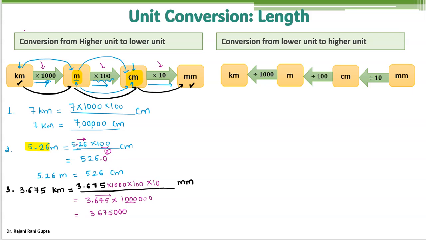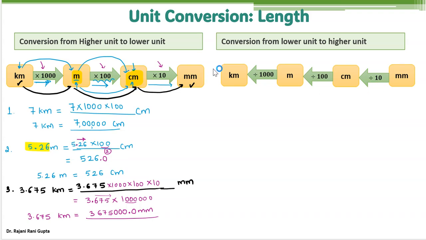So now if we count, the point was here and it moved: 1, 2, 3, 4, 5, 6. So it comes here. So now we get 3.675 kilometer as 3675000.0 millimeter. It's optional to write this decimal, this 0.0. You can also write it as 3675000 millimeter.